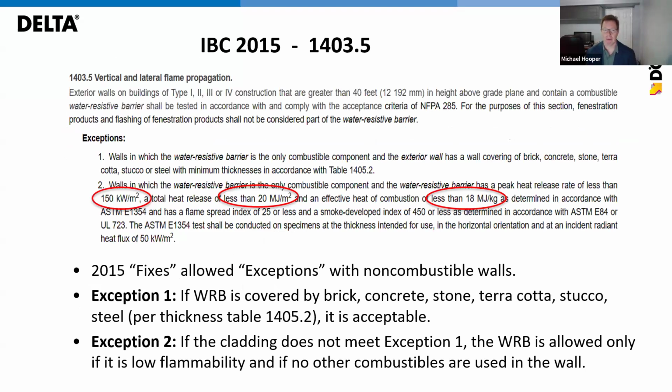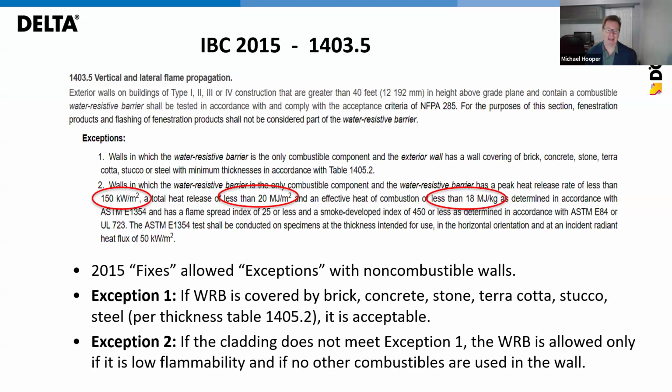or total heat release of less than 20 megajoules per meter squared, or an effective heat of combustion of 18 megajoules, as determined by the ASTM E1354 test, as well as a flame and smoke spread limitation of 25 for flame, 450 for smoke, then the 285 test wouldn't be required for that air barrier.